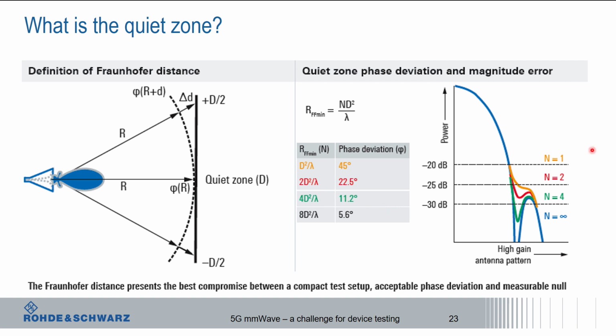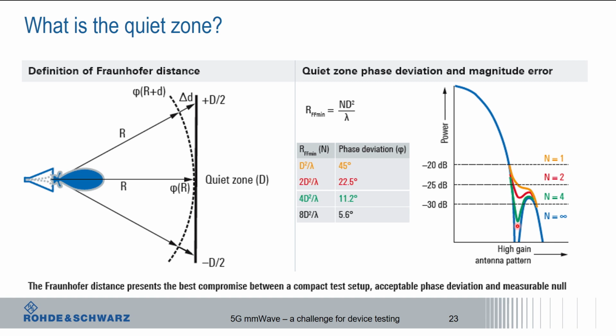So ideally, we would have an infinite d squared over lambda. That would be the blue curve, and that would give us the real radiation pattern of the antenna. We would see the main lobe here, we would see side lobes, and we could even see the nulls. Of course, that means also that we had an infinitely big chamber. That's not possible, so we have to find some compromises.